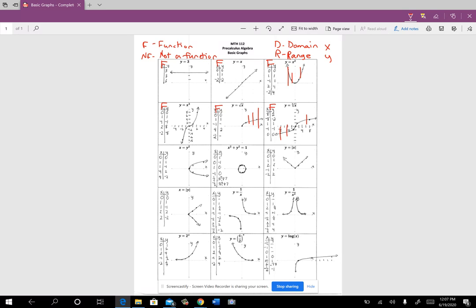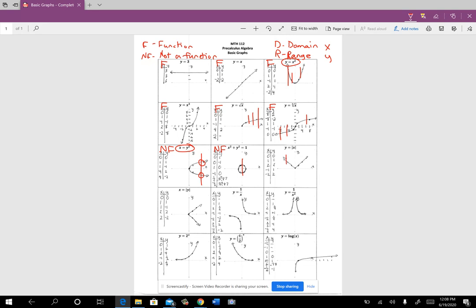When I get to x equals y squared, though, do you see how a vertical line would hit it in more than one spot? That's a classic example of something that's not a function. Circles, not a function. Okay, absolute value can be a function, just like something squared can be. See, y equals x squared is a function, but x equals y squared is not. Notice the squared on the y. That's a big indicator that it's not going to be a function.